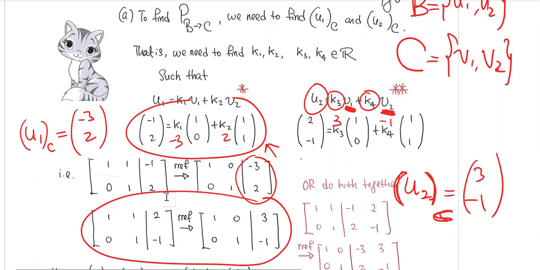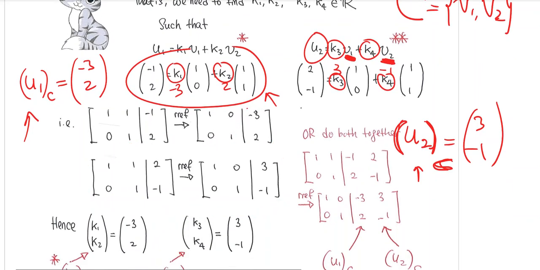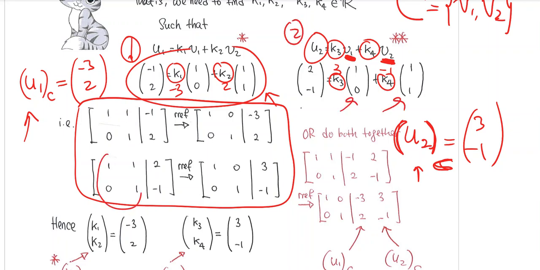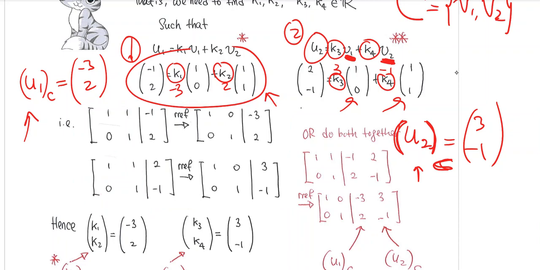But if you go through this computation, you know that to find all these coordinates, we need to solve for K1 and K2, and we need to solve for K3 and K4. And you actually see that when you solve K1, K2, K3, K4, the coefficient matrix is always the same. When you solve system 1 here, the coefficient matrix is 1, 0, 1, 1. When you solve system 2 here, the coefficient matrix is also 1, 0, 1, 1.